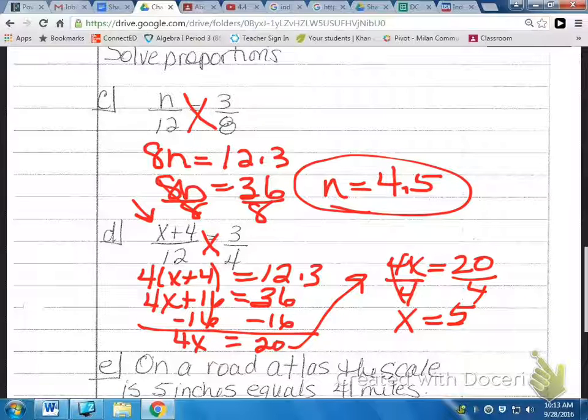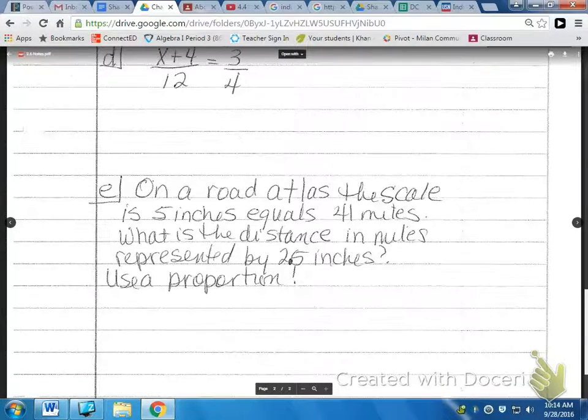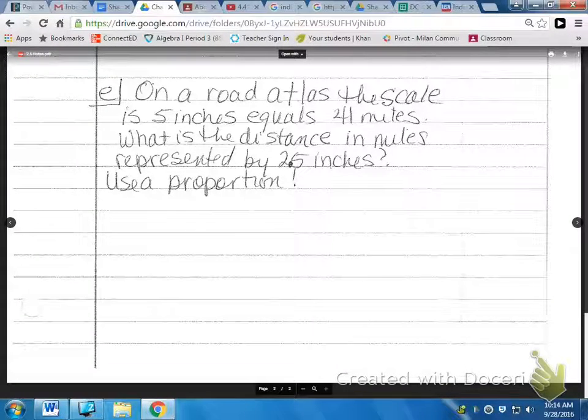All right, now, one last thing. They're giving us a word problem. You have to write the proportion first and then solve it. So here's my suggestions. Let's read it first. On a road atlas, the scale is 5 inches equals 41 miles. That's the scale they give you. What is the distance in miles represented by 2.5 inches? Use a proportion. You have to write a proportion and solve it.